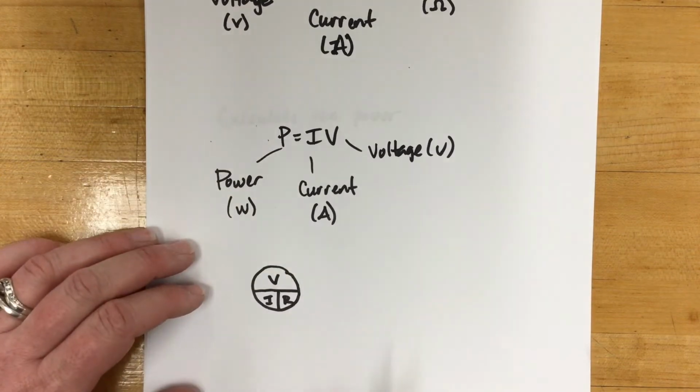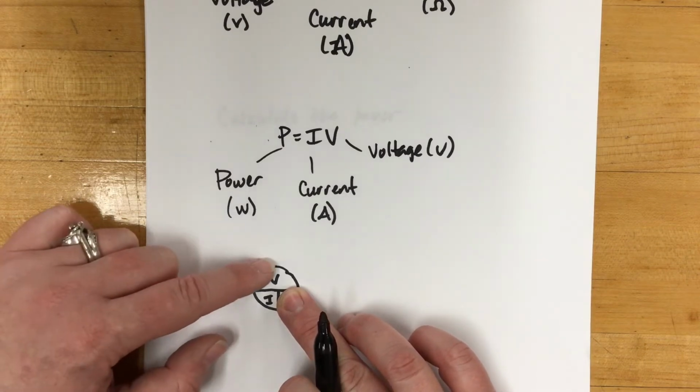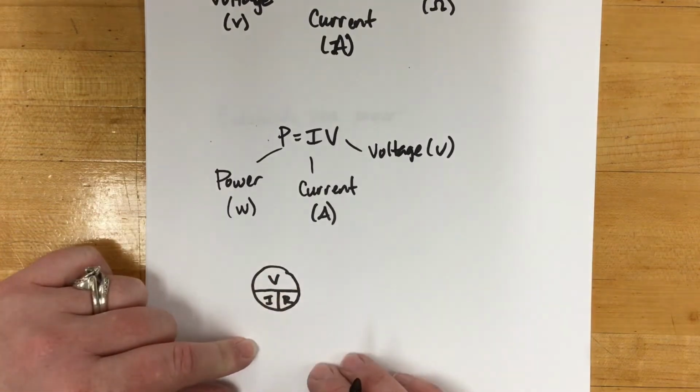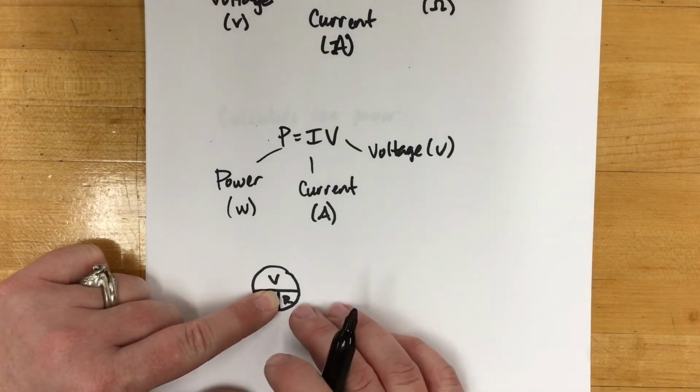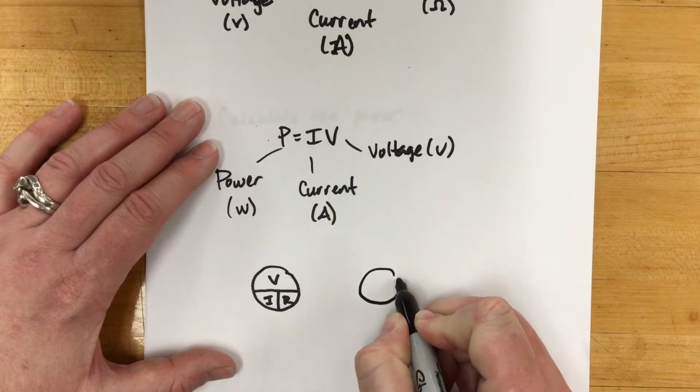Let's say you wanted to find the resistance. You'd cover up the resistance, that's what you're trying to find, and you would have V divided by I. If you're trying to find the I, the current, you'd cover that up, V divided by R. You can do this with P equals IV as well.